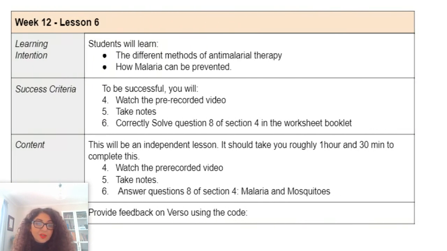Now, in this lesson, you're going to learn the different methods of anti-malarial therapy and how malaria can be prevented. To be successful, you're going to watch this pre-recorded video till the end, take notes, and correctly solve question 8 of section 4 in the worksheet booklet.